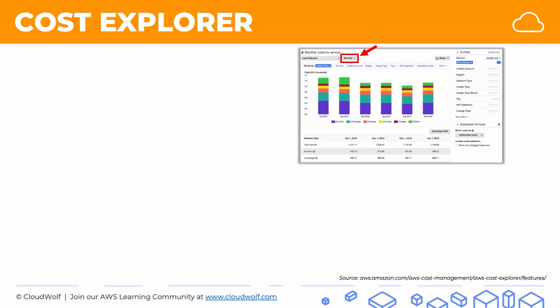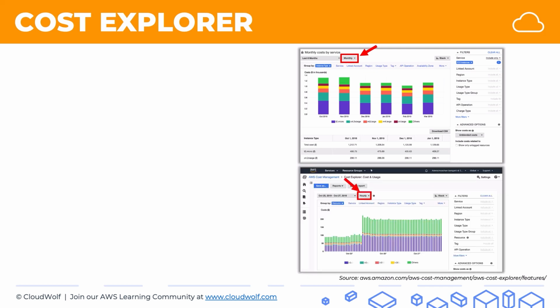This is a monthly chart, but you can change the granularity to a different time scale. So for example, this one is at hourly level.